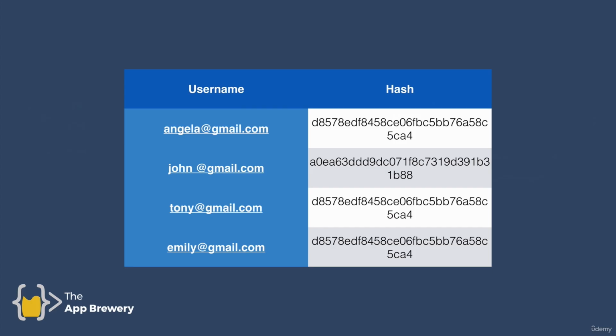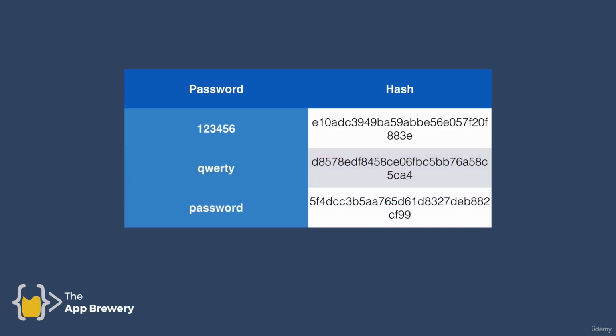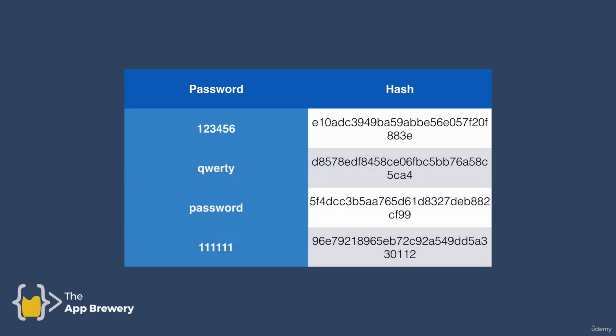So that means a hacker would look at this table and realize that Angela, Tony, and Emily all have the same password. And what they can do is they can start to construct what we call a hash table. So you would take some of the most commonly used passwords and you would use the same hash function to create the hash value for each of those.